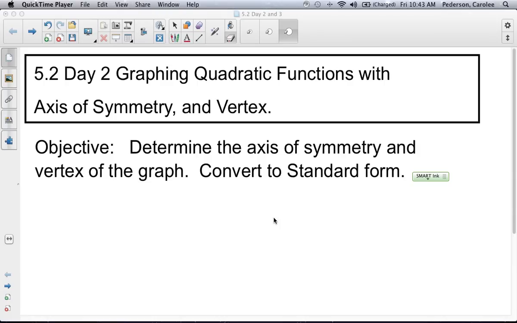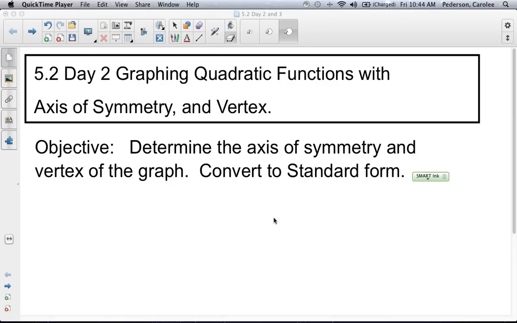Here's 5.2, day 2. We are going to focus today on graphing some functions and finding the axis of symmetry, the vertex, and converting factored form equations into standard form. Tomorrow we'll cover the continuation of this lesson where we're going to find what the y-intercept is and be able to graph the function completely.